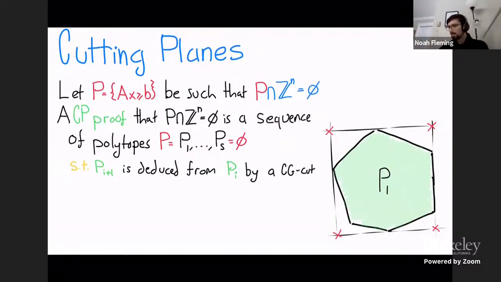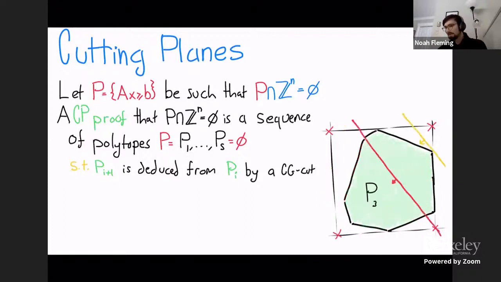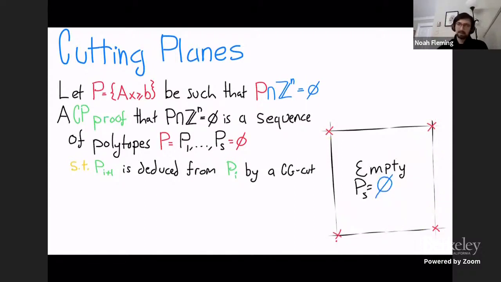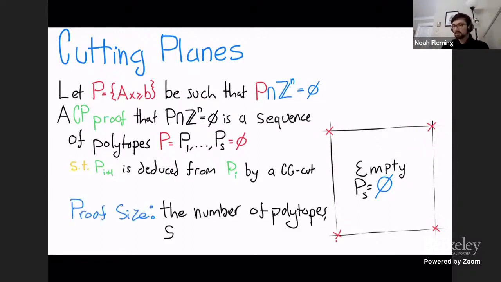So here's a little example. We start with P1, our initial polytope. Here's a valid half space. Here's the CG cut on it. You get P2, valid half space, CG cut, and so on and so forth. P4, and then finally P5, the empty polytope. So this is a cutting planes proof of size 5. There are 5 polytopes in this sequence, and the proof size is just the number of polytopes in the sequence. This is polynomially equivalent to the number of bits you need to write down the proof.